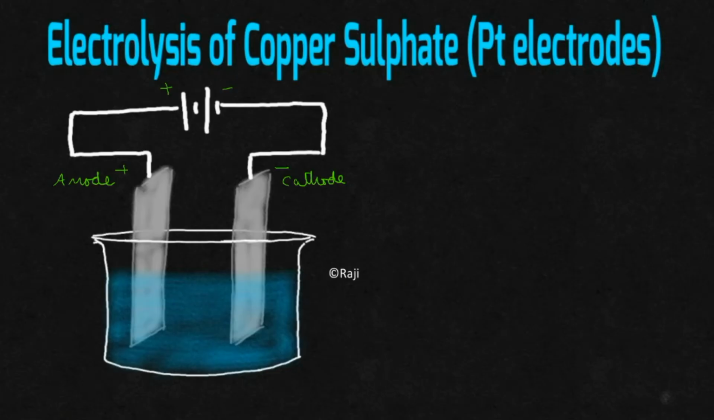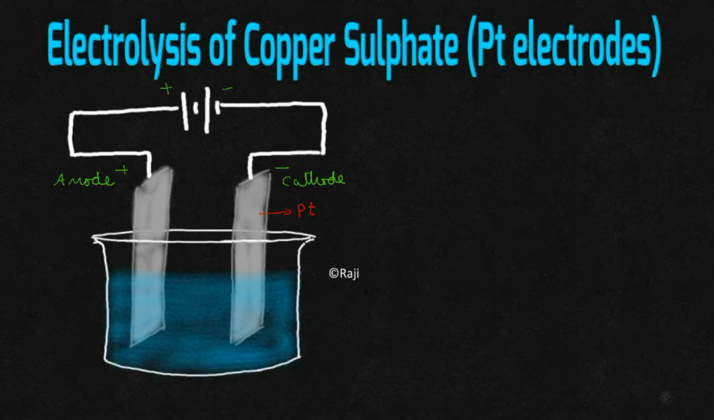Now, first we are going to see the electrolysis of copper sulphate solution using a platinum electrode. Why are we using a platinum electrode? Because we don't want this electrode to participate in the electrolytic reaction. A platinum electrode is an inert electrode. So, to carry out the process of electrolysis, we have copper sulphate solution.